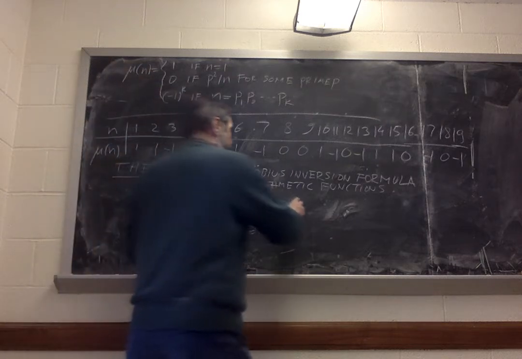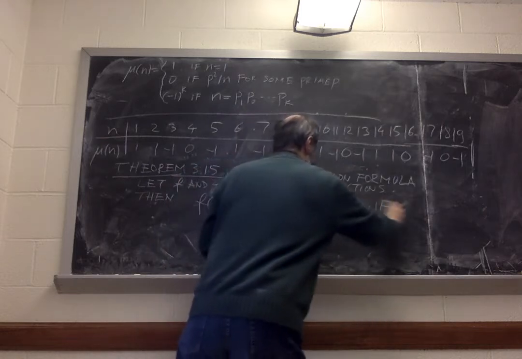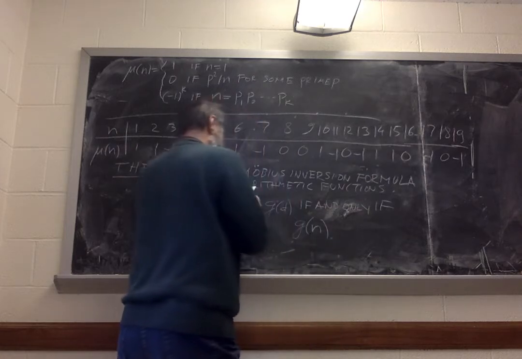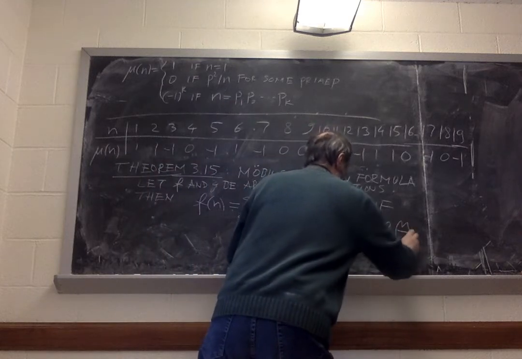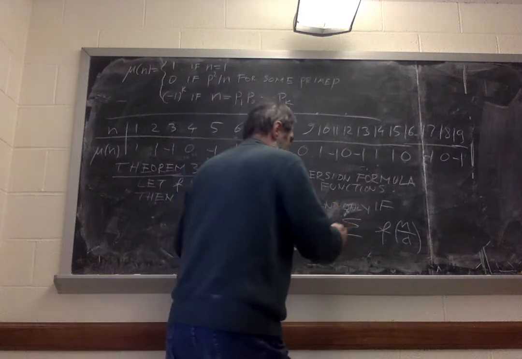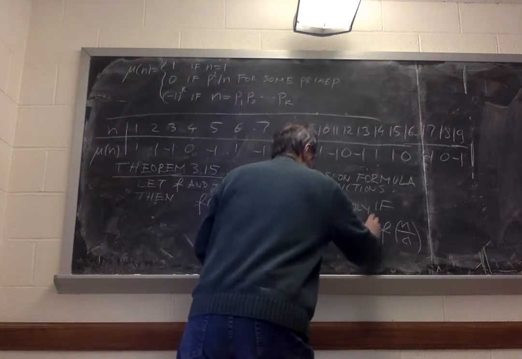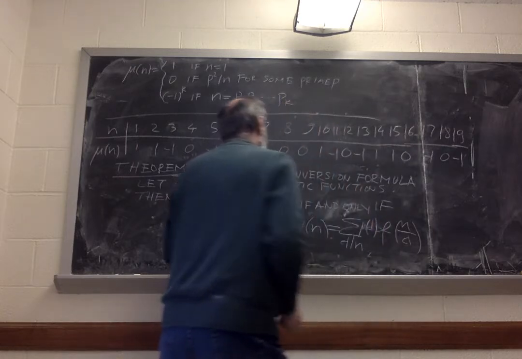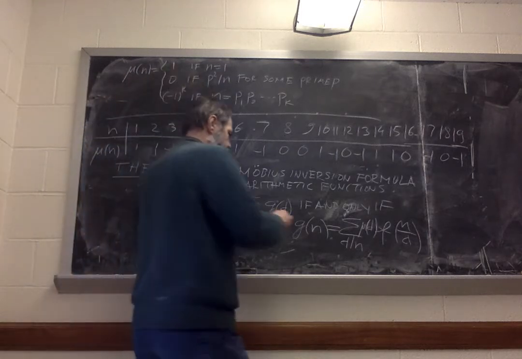So this, if and only if g of n is the sum of f computed at n over d instead of d. If d is a divisor of n, n over d is still an integer number. Again d divides n, with the Mobius function, mu of d in here. And of course d is larger than 0.